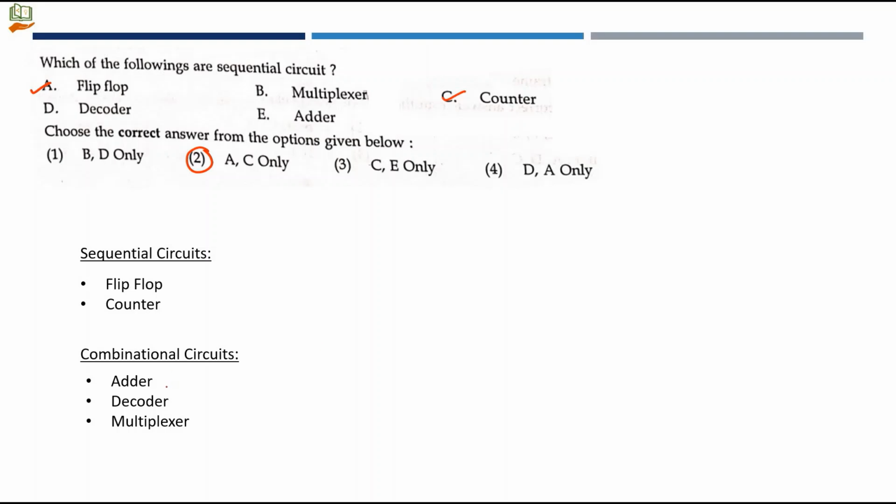Combinational circuit will describe adders, half adder, full adder, and then under digital components topic as per UGC NET computer science syllabus, you will have the topics of decoder and multiplexer, while adders will be discussed under digital circuits.